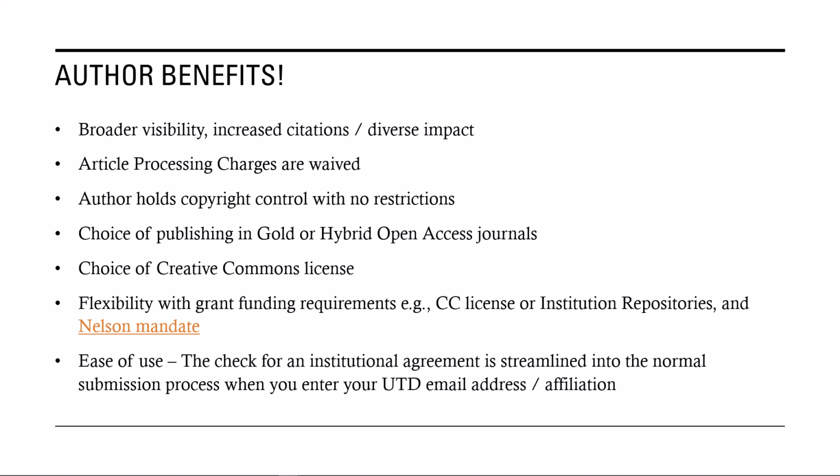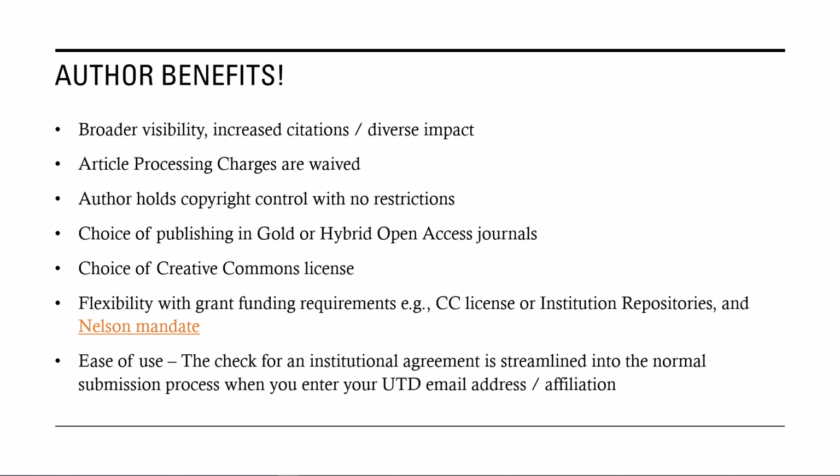By publishing open access through the agreements, authors can extend global readership, increasing citation in number as well as diversity. Article processing charges, which range from $1,000 to upwards of $10,000, are fully waived, saving grant funds, department funds, or the author's own out-of-pocket costs. The author holds copyright control with no restrictions. The author is given flexibility with choice of gold or hybrid journals, Creative Commons license, and sharing via institutional repositories.